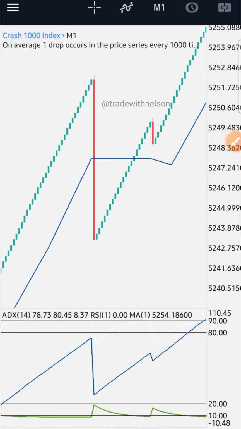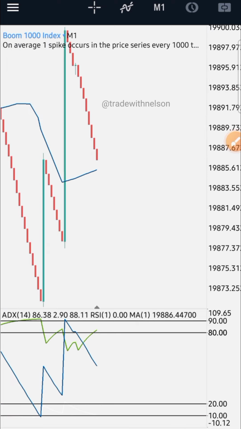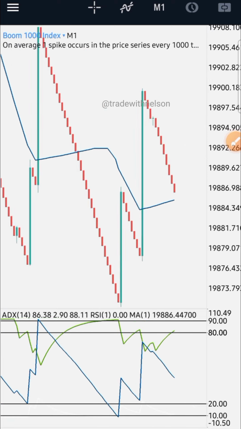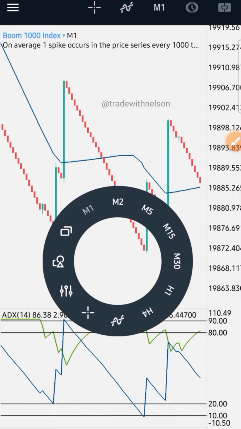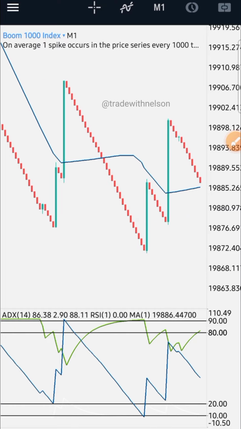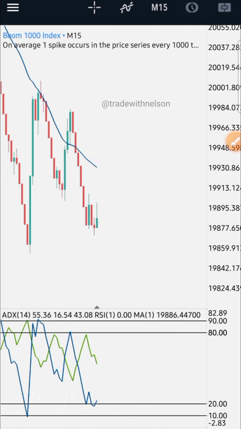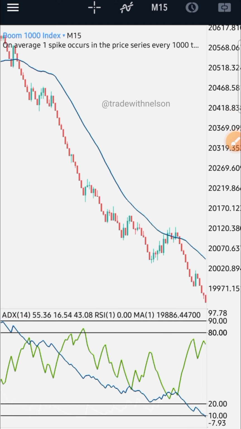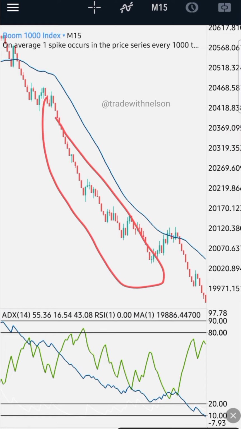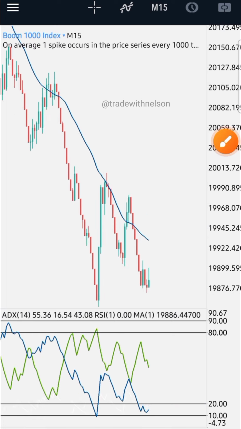Now let's go to the Boom market and let me show you how it works there. So this is the Boom 1000. Like I said, we are selling, but before we sell in the Boom market, we first go to our 15 minutes chart, then we wait for when the market is below the moving average. This is a very perfect condition for us to sell the Boom.